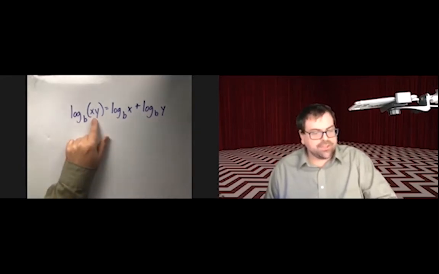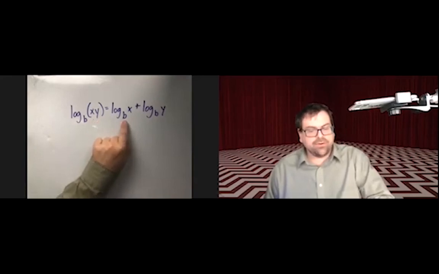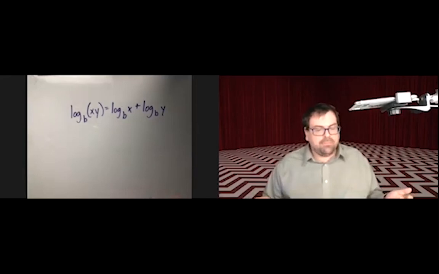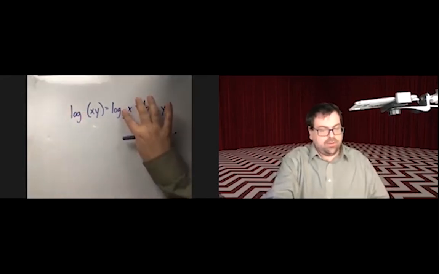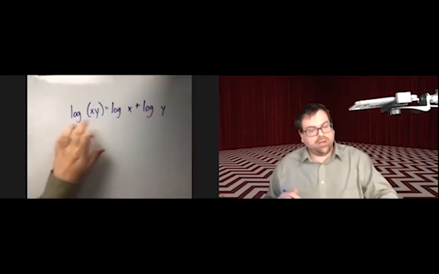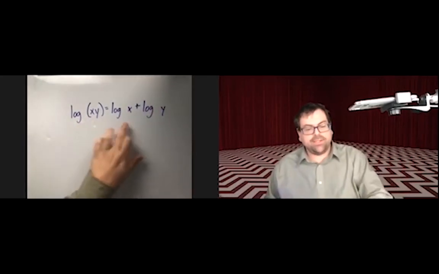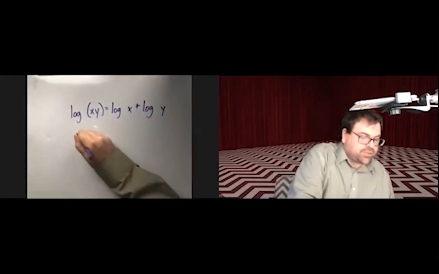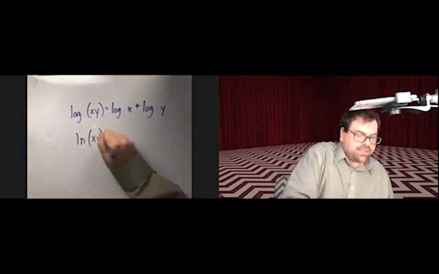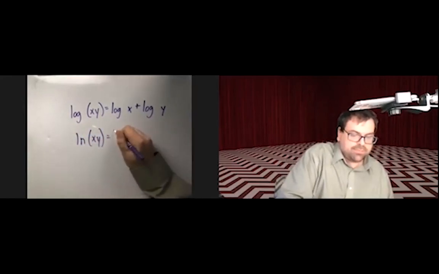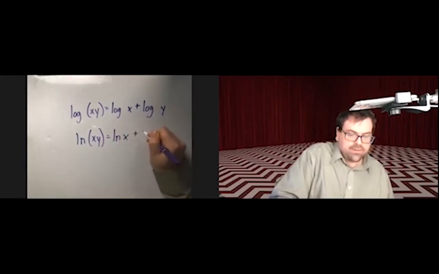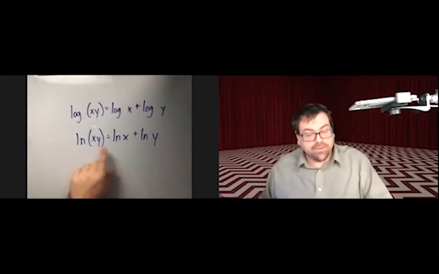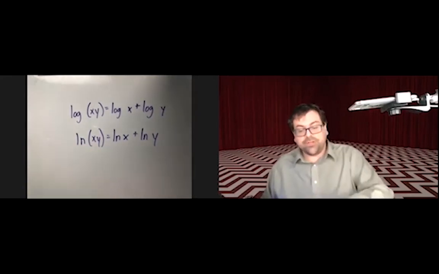The log of two things multiplied together is the log of the first thing plus the log of the second thing. And what if we were talking base 10? The log of two things multiplied together is the log of the first plus the log of the second. What if we had natural log? Same deal. Doesn't matter what the base is. This property is always the same. The natural log of two things multiplied together is the natural log of the first plus the natural log of the second.